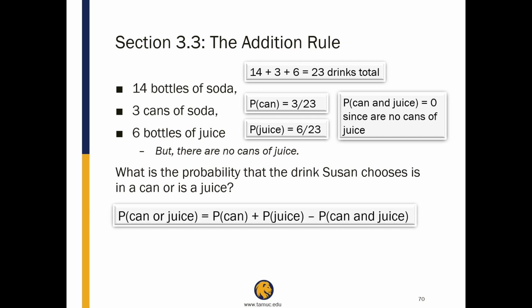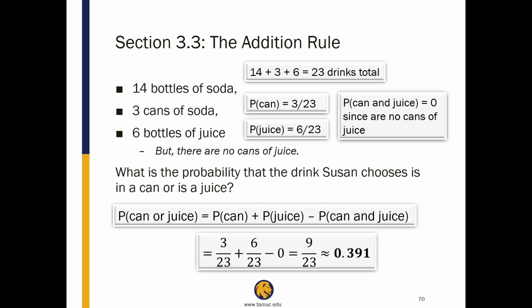So the full calculation here, probability of a can or juice, can be broken down as the probability of choosing a can plus the probability of choosing juice. And the formula would also say that minus the probability of a can and a juice at the same time. But as we noticed above, there's a 0 chance of that happening here. So this is another illustration of why we don't need to include that extra part in the formula when they're mutually exclusive and cannot happen at the same time.